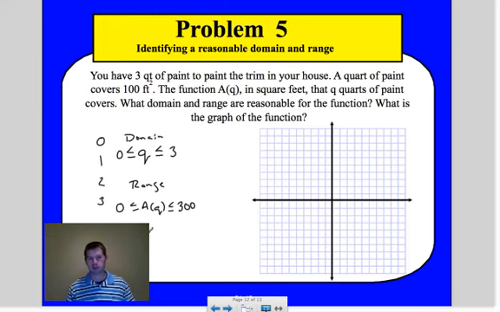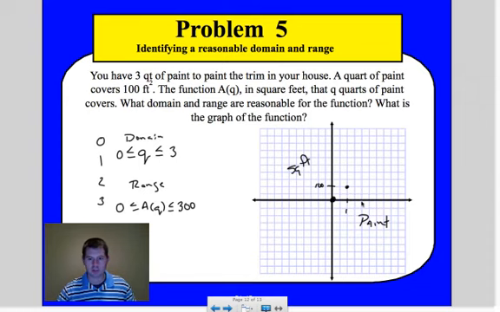Okay, so when we come over to this graph, I'm going to plot my point (0, 0): no paint, no square feet covered. Going along the bottom is the paint used, and up the side is the square feet covered. So (0, 0). If I use 1 quart, I cover 100 square feet. So let's jump up here and say this is 100, and over 1. There's 1 quart.